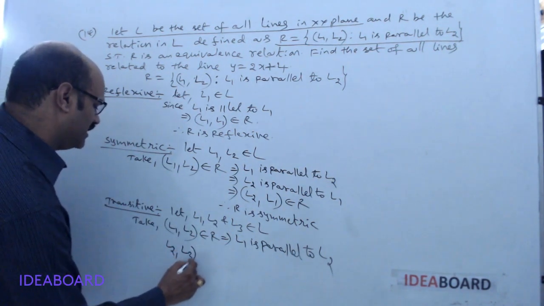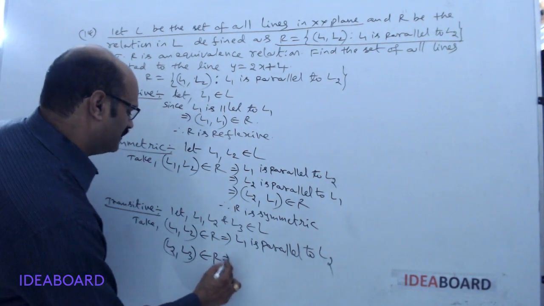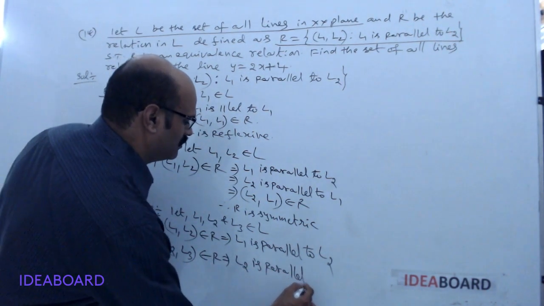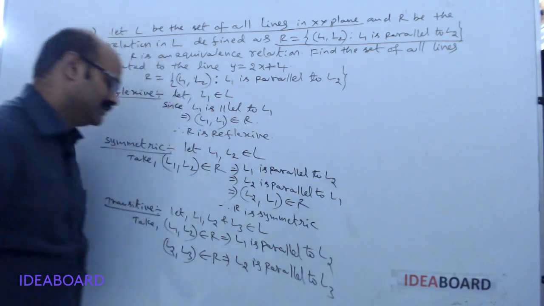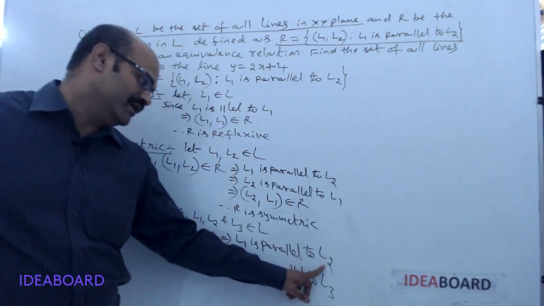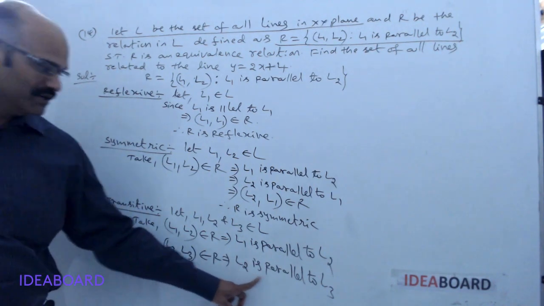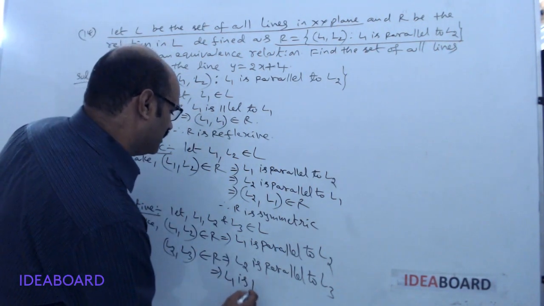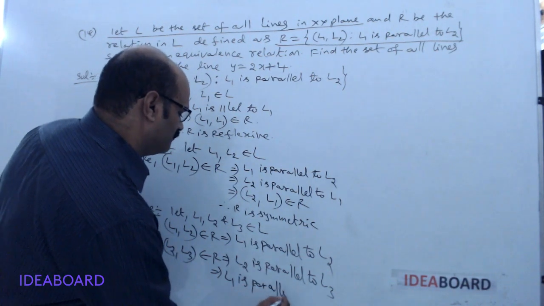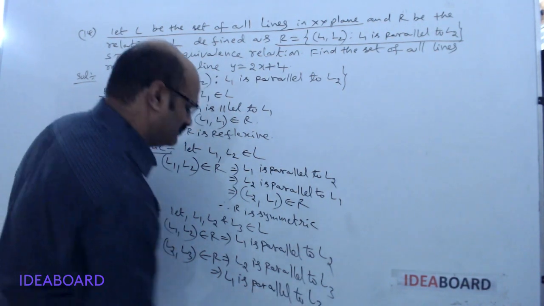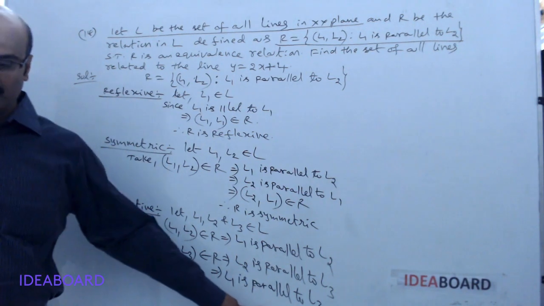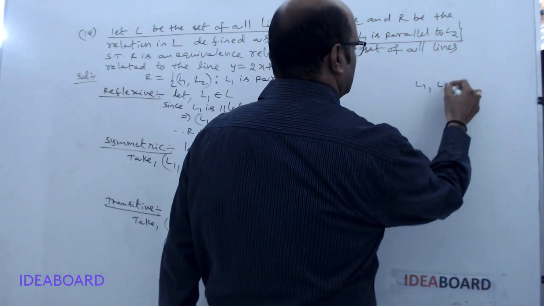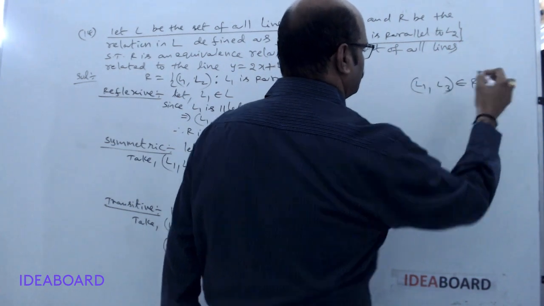L2, L3 belongs to R. It implies L2 is parallel to L3. Since L1 is parallel to L2 and L2 is parallel to L3, it implies L1 is parallel to L3. Since L1 is parallel to L3, we say that L1, L3 belongs to R.